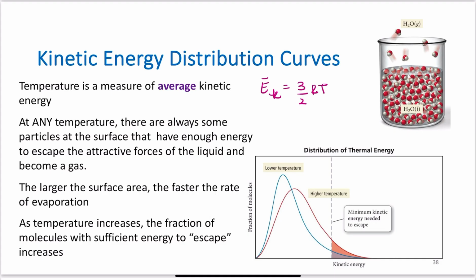At any temperature, there are always some particles at the surface that have enough energy to escape the attractive forces of the liquid to become a gas. Like these water molecules here that are escaping the liquid to go into the gas phase. Again, that is what a vapor is, a gas phase particle formed before I've reached the boiling point of the system. The larger the surface area, the faster the rate of evaporation. So with a larger surface area, these particles are able to escape faster, because if I have a larger surface area, I have more particles at the surface, hence more are going to escape. As the temperature increases, the fraction of molecules with sufficient energy to escape also increases.